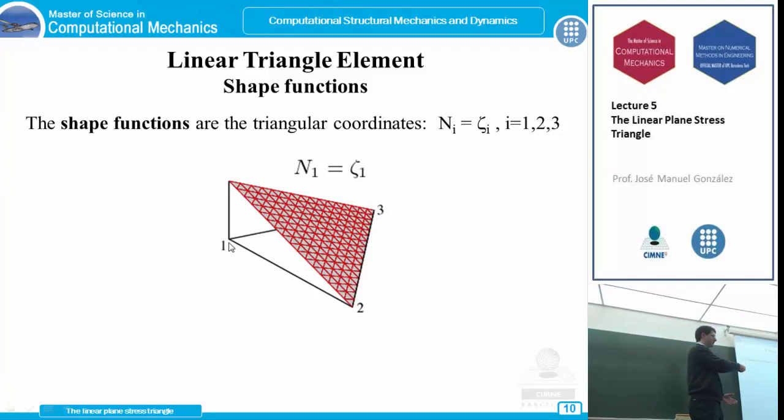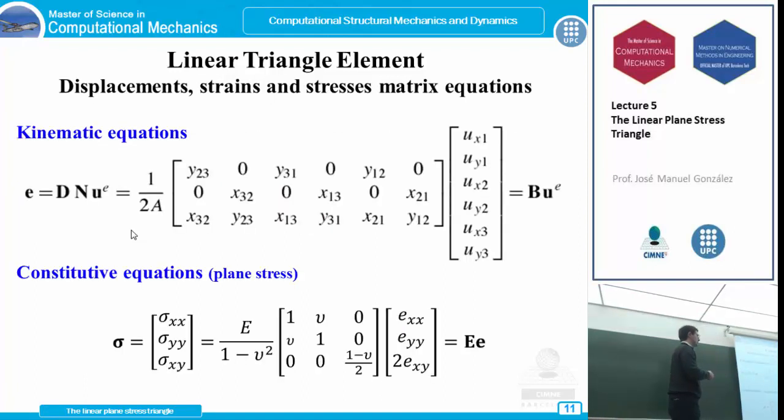This is something characteristic of the shape functions. It is value 1 in the corresponding node and 0 not only in the opposite side, but in the other nodes, which are not node 1. And this is something triangular coordinates accomplish perfectly. That's why we use these triangular coordinates as shape functions in our interpolation procedure.